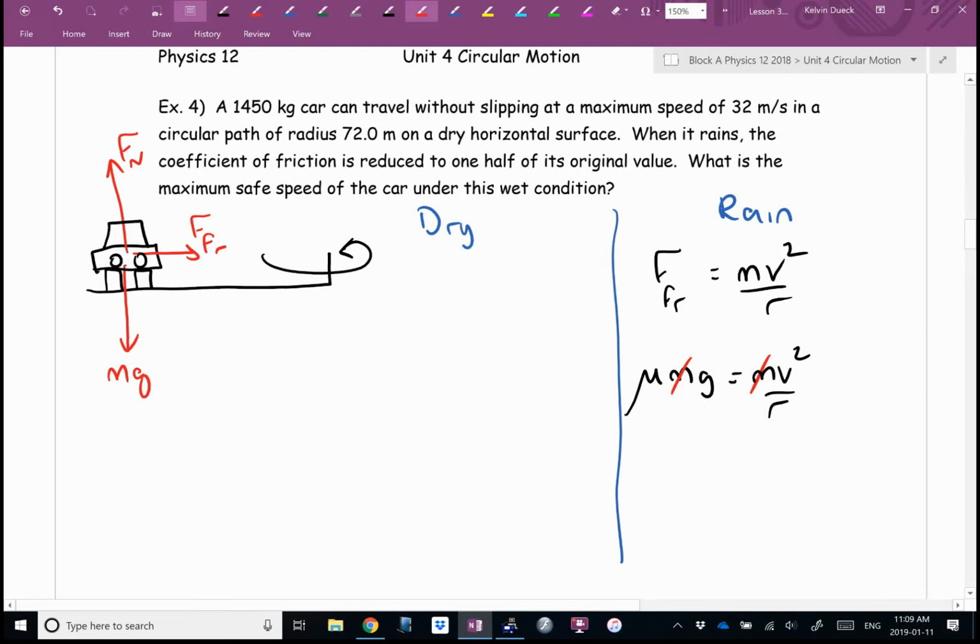We're on the same wavelength now? Okay, you with me? In fact, I get the same expression as we did before. I get v equals the square root of mu g r. Do I know g? 9.8. Do I know the radius? 72. Hey, what's mu? I don't know. What is mu? How can I figure out mu?